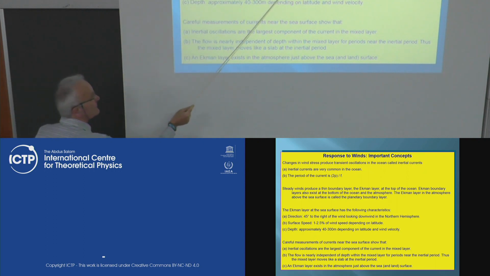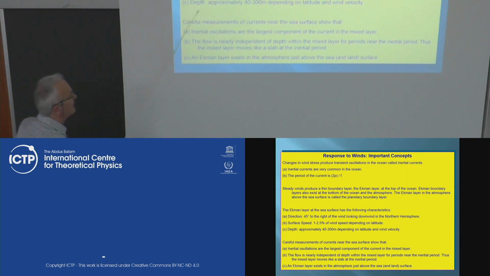The Ekman layer at the sea surface has the following characteristics. These are the main characteristics of the surface Ekman layer.